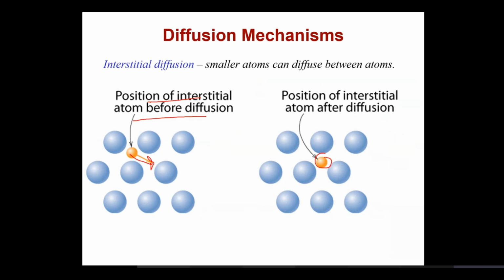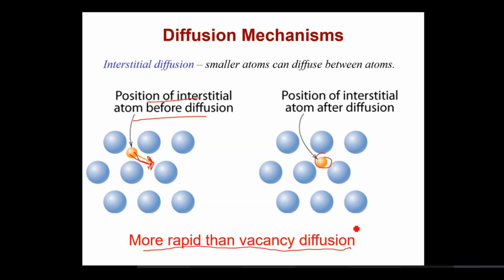So, simple enough. Position of interstitial atom before diffusion and position after diffusion. It is basically moving within the interstitial spaces. And as is apparent, this is more rapid than vacancy diffusion, because in vacancy diffusion you need to create the vacancies, number one, for which you require energy. For activation energy also you need energy input, and the atoms are smaller so they can diffuse relatively easily within the interstitial sites.